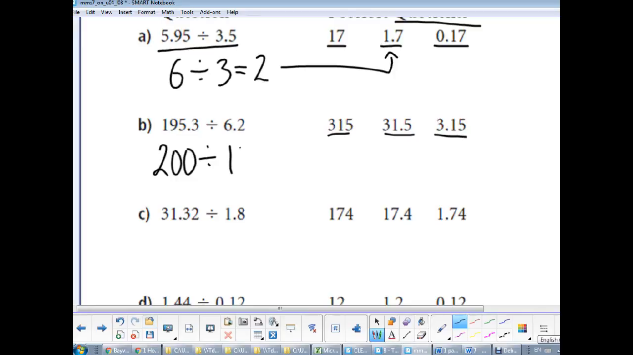So 10 goes easily into 200. And 10 isn't too far off from 6. So that would be equal to 20. Well, 20 is clearly closest to 31.5. And so that would be your answer.